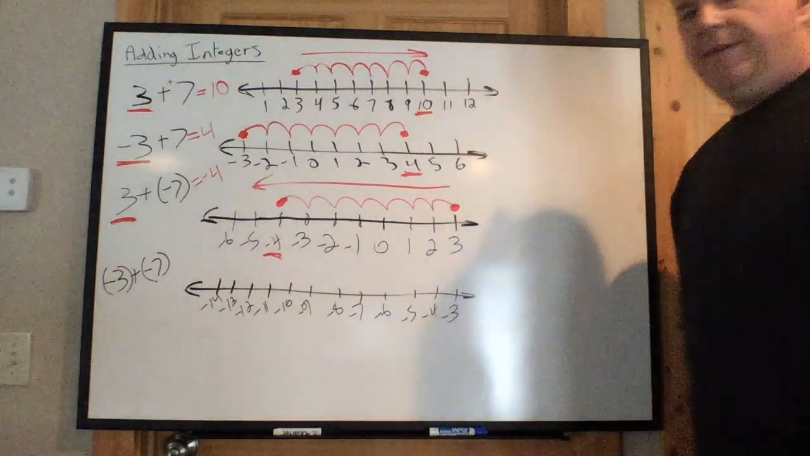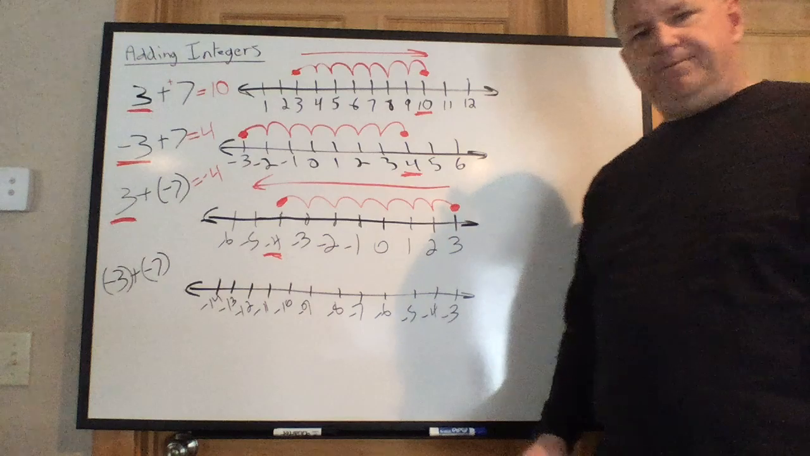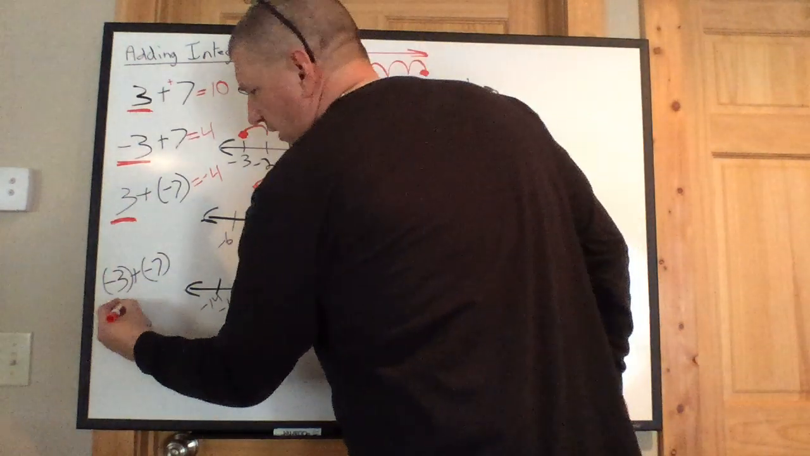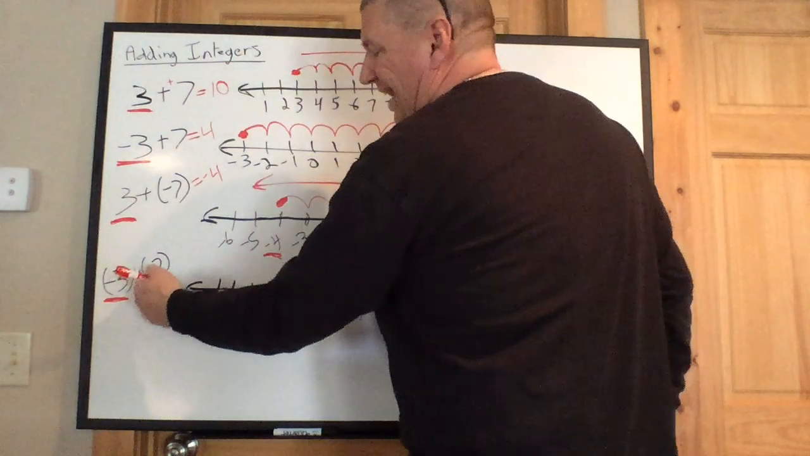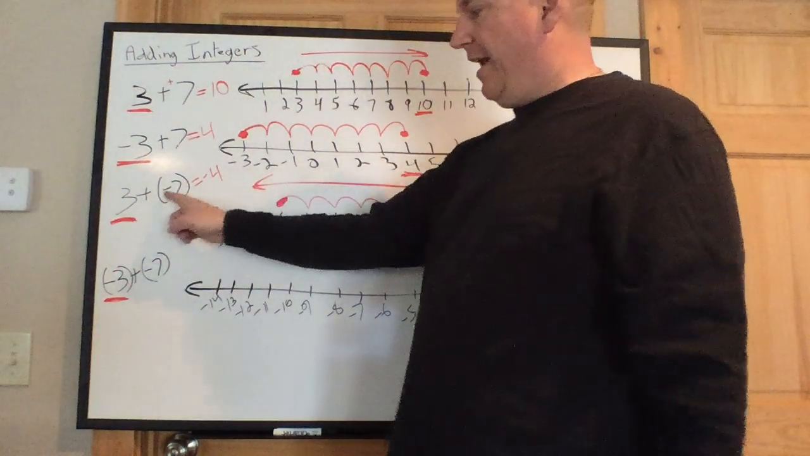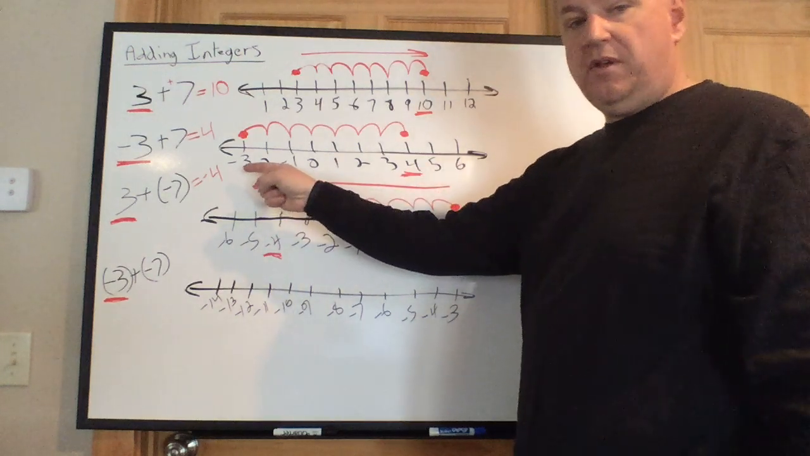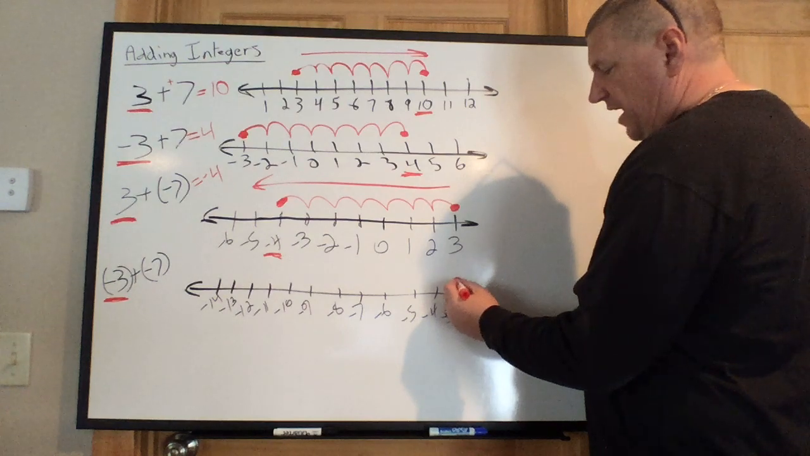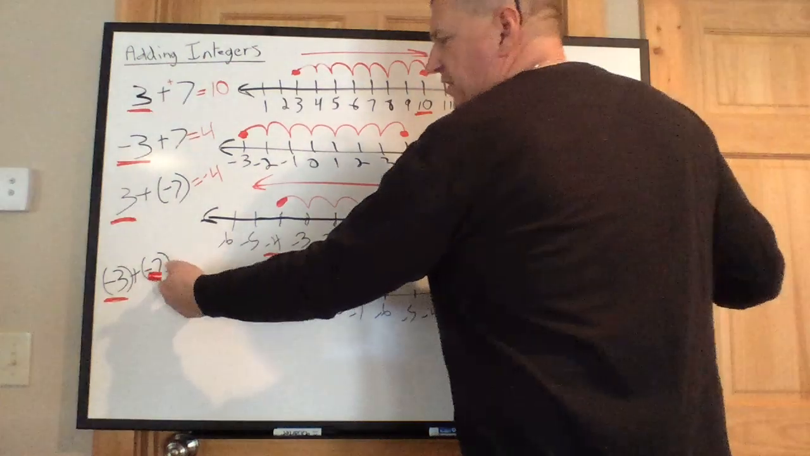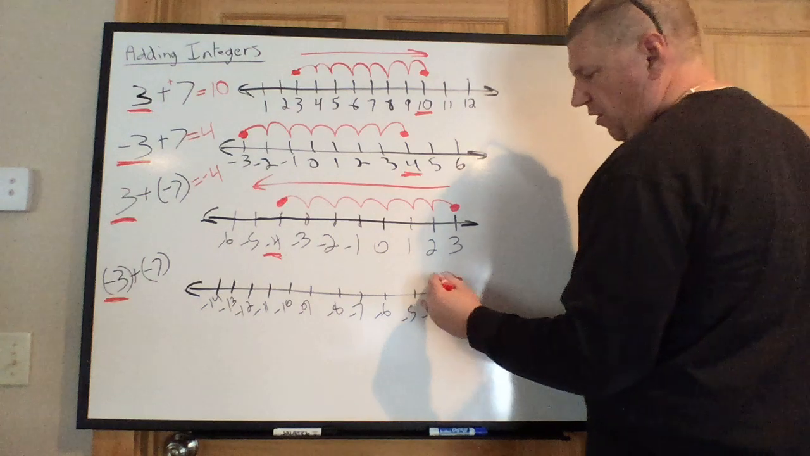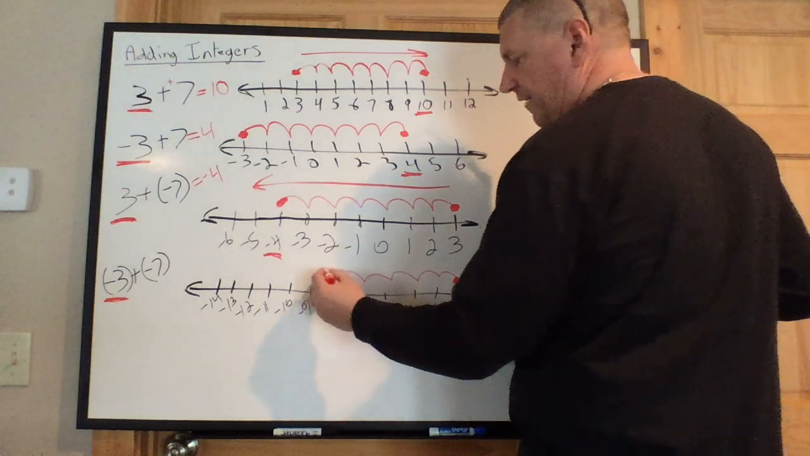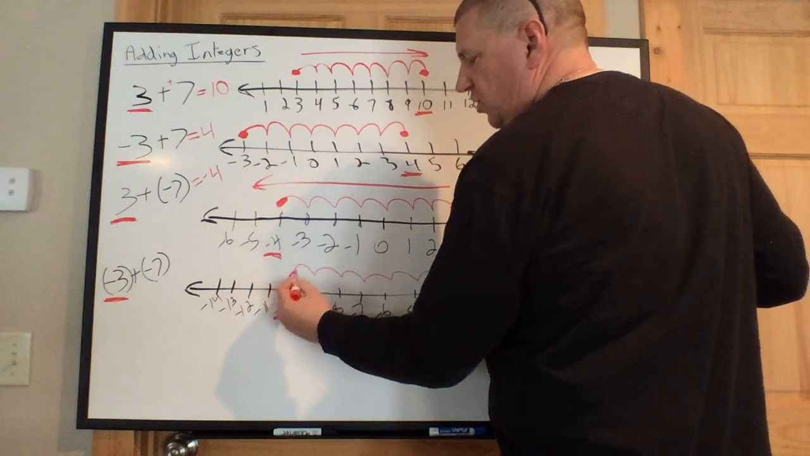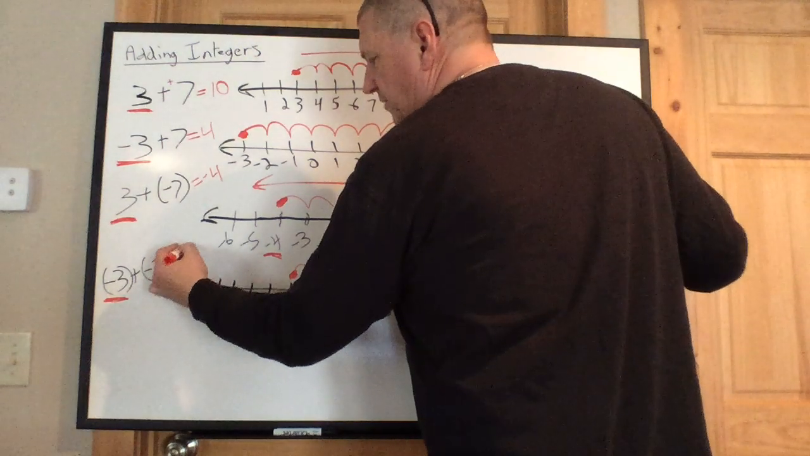And now our final problem. Again, all I'm doing is changing my starting place from the problem just beforehand. My starting place is negative 3. We're adding a negative number, which means I'm moving to the left. 7 spaces moving to the left: 1, 2, 3, 4, 5, 6, 7. This is my ending point, which becomes negative 10.